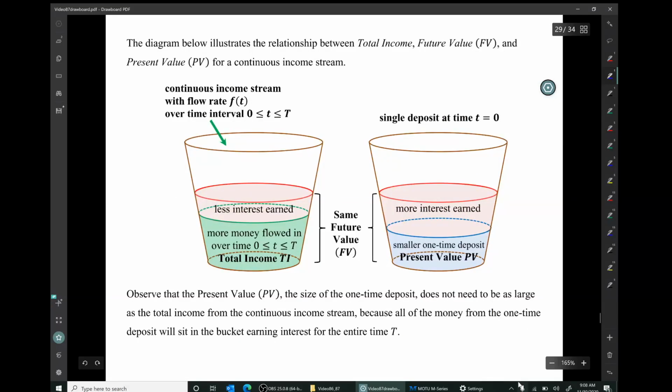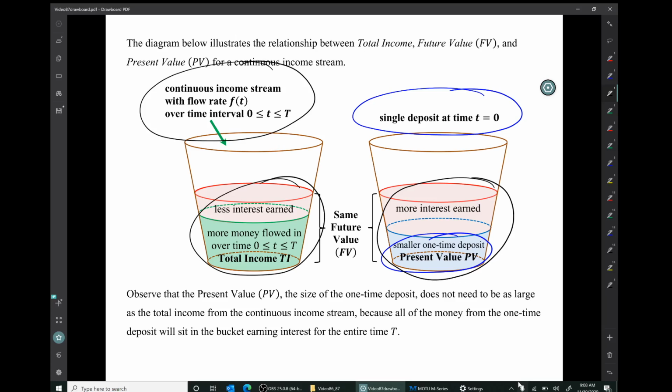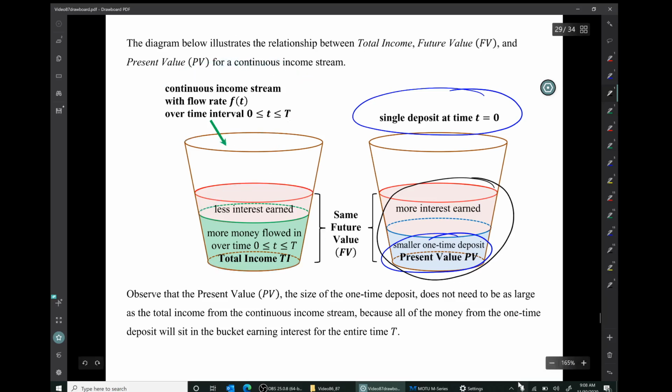So again, the present value is the size of this single deposit at time 0 that results in an eventual balance that's the same as the future value of this continuous income stream with flow rate little f of t that flows over that whole time interval.